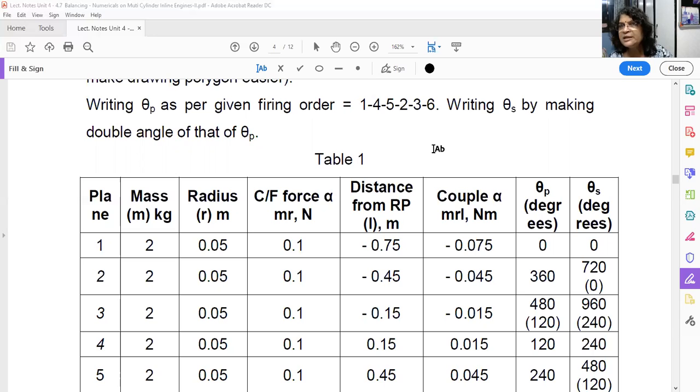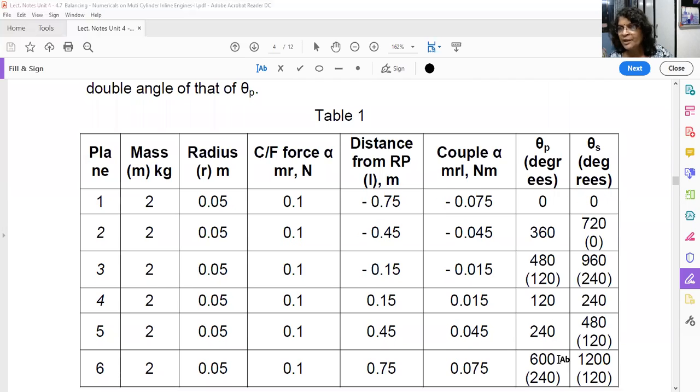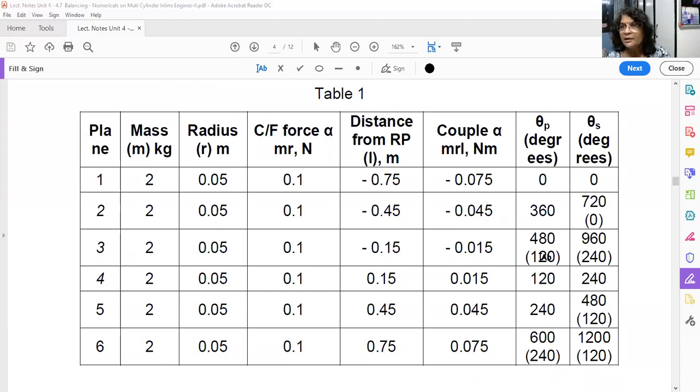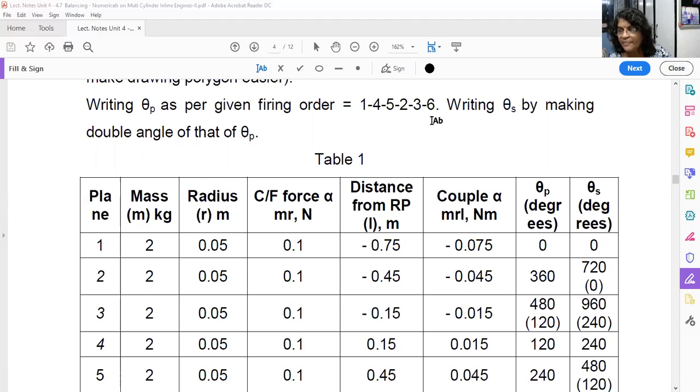Then cylinder number 6, what is the angle? 480 plus 120, that is 600. 600 minus 360, 240. Understood how these angles have been written? These are written in this sequence, that is the firing order, and the angle between each two cranks in this sequence is, you go on adding 120, 120, 120 like this.